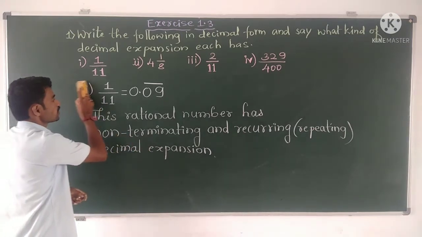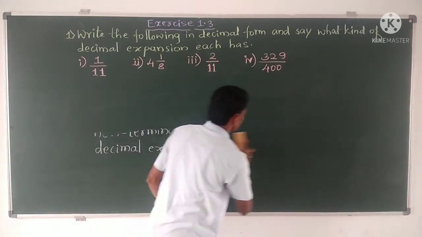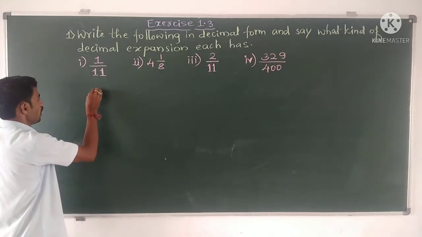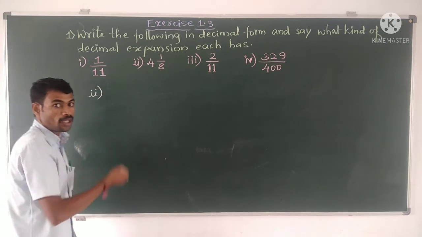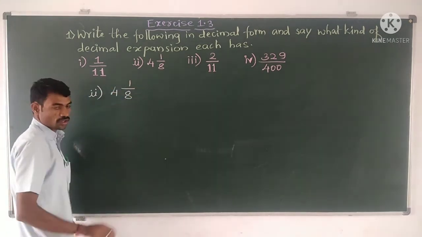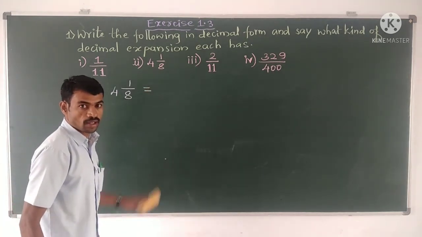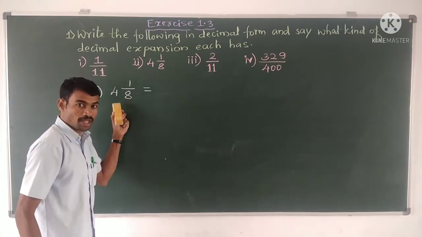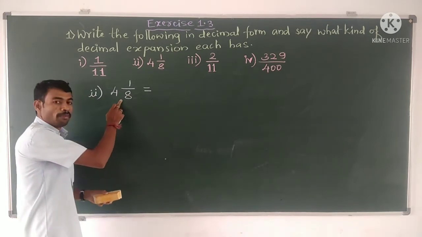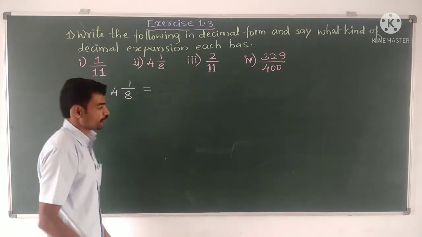Understood? Now take the second question. What have they given in that question? First, the given rational number we have to write in the form of p by q. That is 4 integer 1 by 8. We know how to convert improper fractions to mixed fractions and mixed fractions to improper. So it is a mixed fraction. This mixed fraction we have to convert into an improper fraction.